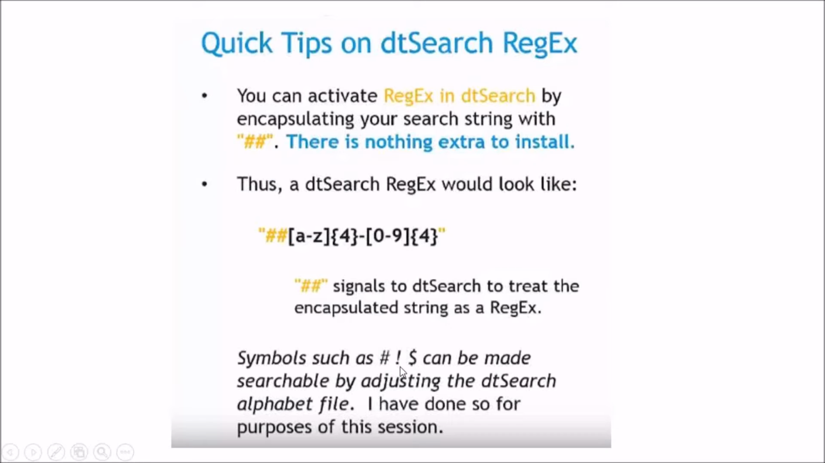Symbols such as a pound and an exclamation mark and a dollar sign can be made searchable by adjusting the DT search alphabet file, and I've done that for the purposes of this session that we're going through. Your case manager would have to adjust this so that these characters can show up and be used as well.